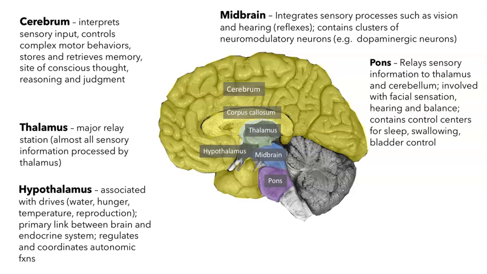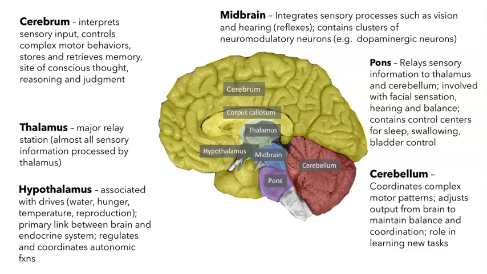The pons relays information. It relays sensory information to the thalamus. It relays information to the cerebellum. It's also involved in facial sensation, hearing, and balance, and it contains control centers for sleep, swallowing, and bladder control.